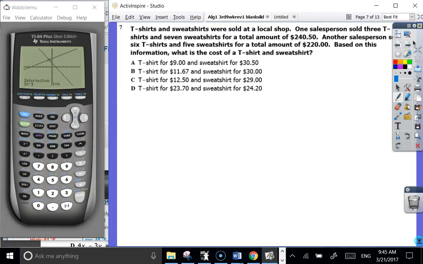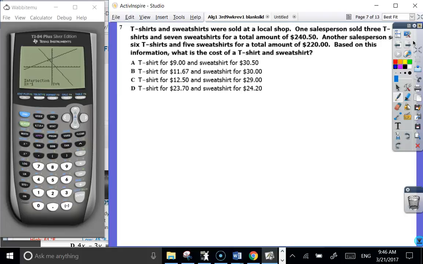Okay, here we go. So we know that usually there are system problems that are word problems, so you're going to have to set them up. That can be a little bit of a challenge, but the more you practice, the more you see, the better you get. So, T-shirts and sweatshirts were sold at a local shop.